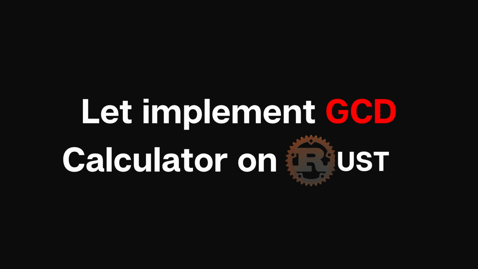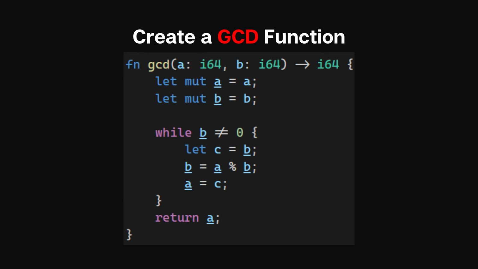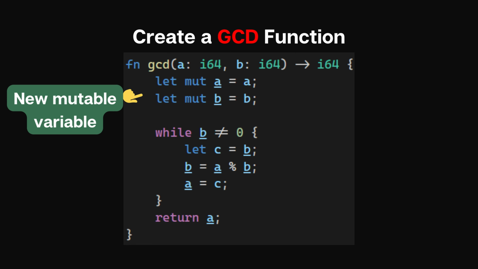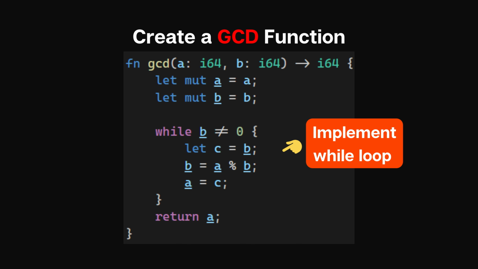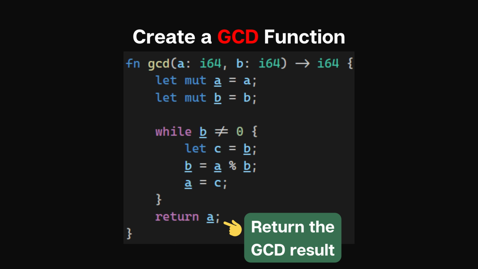Let's implement the GCD calculator in Rust from what we have learned. First, we'll create a GCD function with A and B as parameters, and the output is i64, or integer 64 bits. Inside the function, we'll create mutable variables for A and B and use the while loop to implement the Euclidean algorithm as shown in the procedure code earlier. At the end of the function, we'll return the result.